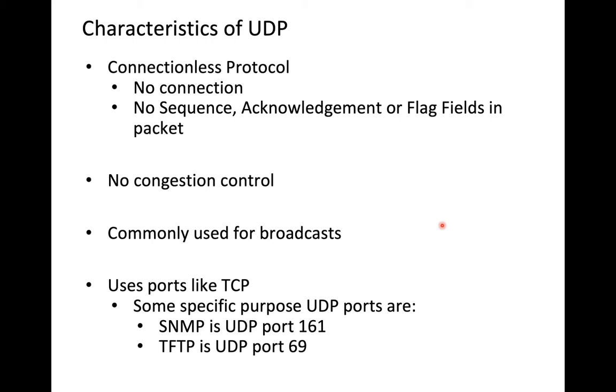Some specific purposes of UDP ports are, for example, SNMP, which uses port 161, or TFTP, which uses port 69. So these are the dedicated ports for certain applications, but for the others, you can just define your own ports as you were doing for TCP, and just like that we can transfer the data.